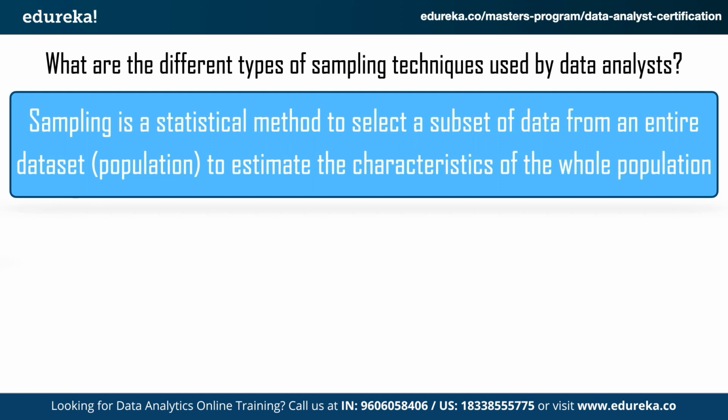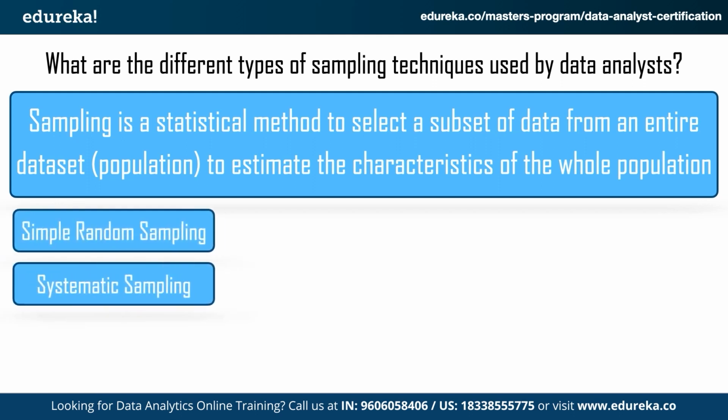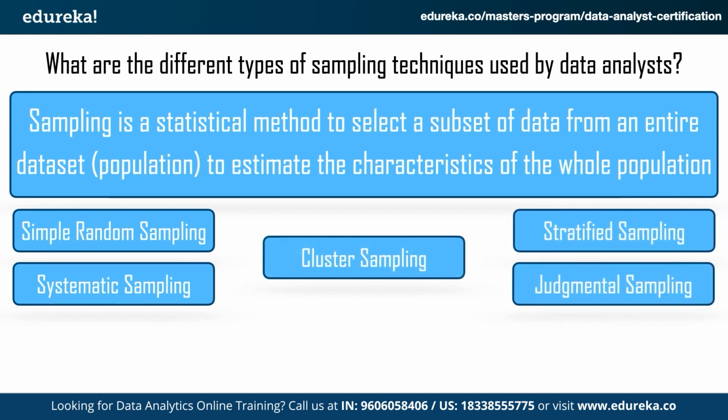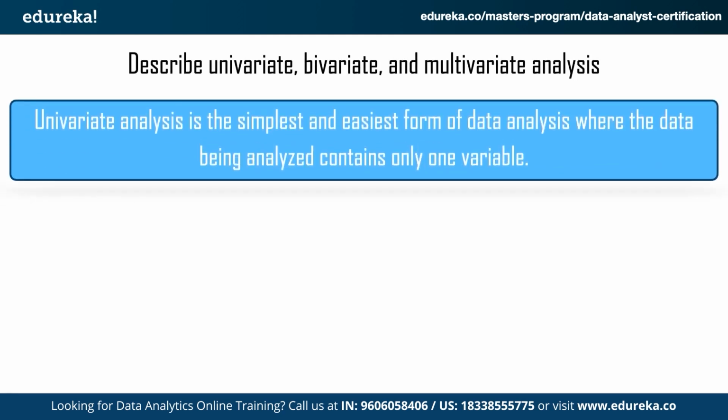Now, for the different types of sampling techniques, we have simple random sampling, systematic sampling, cluster sampling, stratified sampling, and judgmental sampling. Now we have the question, describe univariate, bivariate, and multivariate analysis. Univariate analysis is the simplest and easiest form of data analysis where the data being analyzed contains only one variable. That is why it's called uni, right?